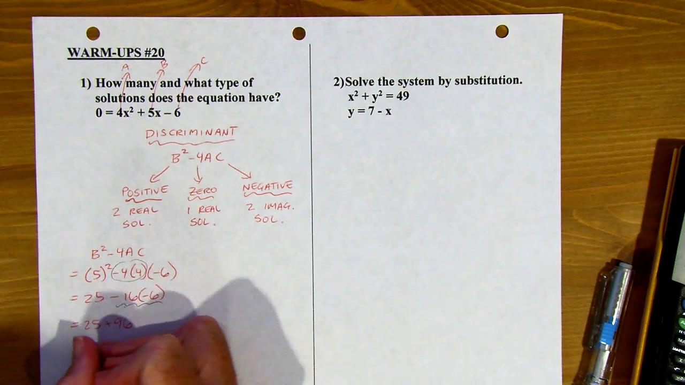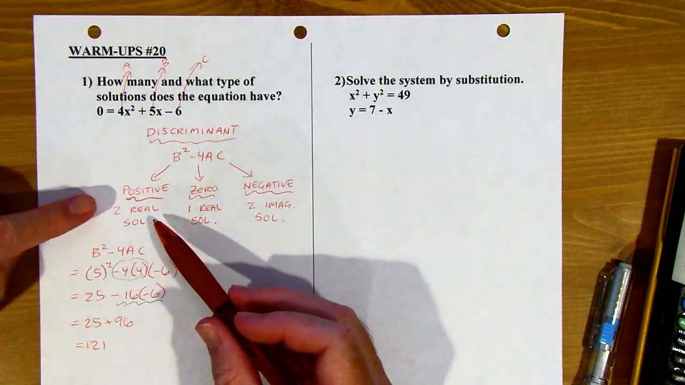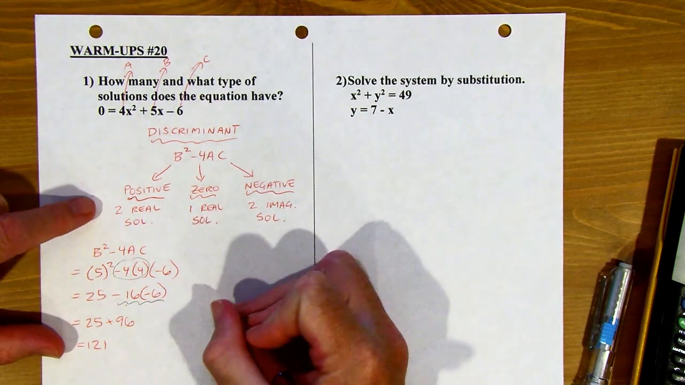Okay, so I'm going to get 121. Doesn't mean there's 121 solutions, but it means I've got a positive number underneath the square root. That means I'm going to have two real solutions.